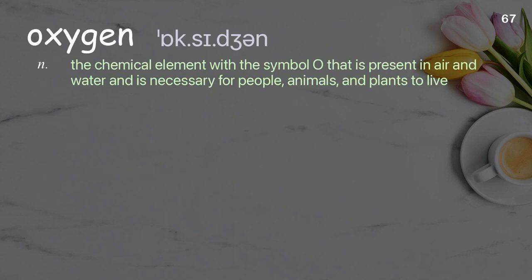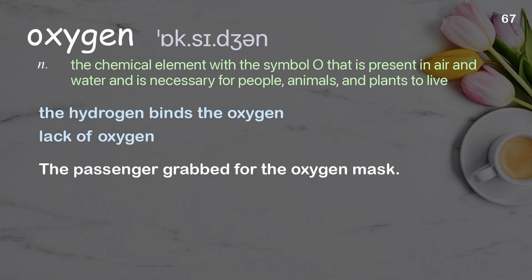Oxygen: the chemical element with the symbol O that is present in air and water and is necessary for people, animals, and plants to live. Examples: The hydrogen binds the oxygen. Lack of oxygen. The passenger grabbed for the oxygen mask.